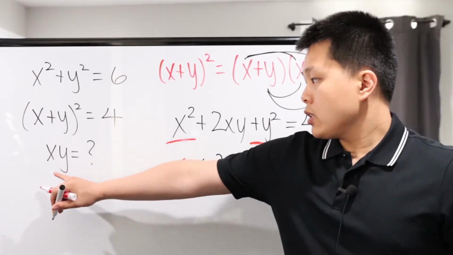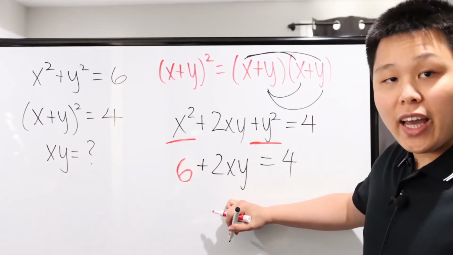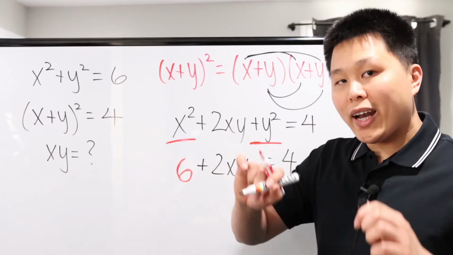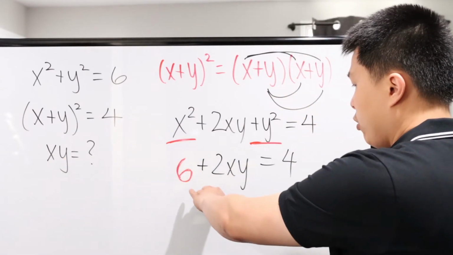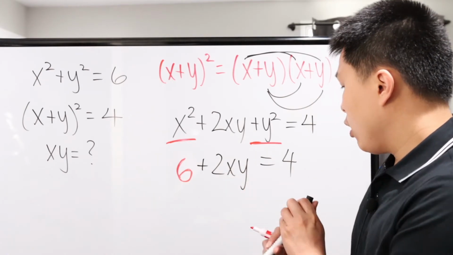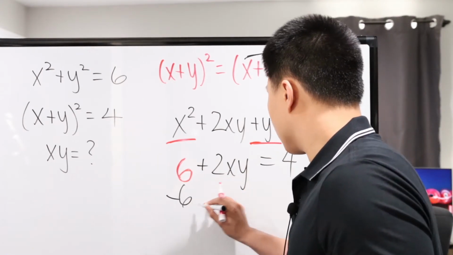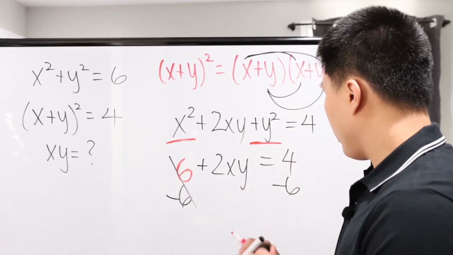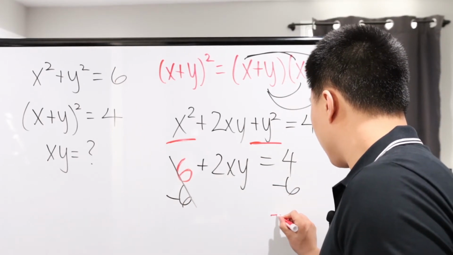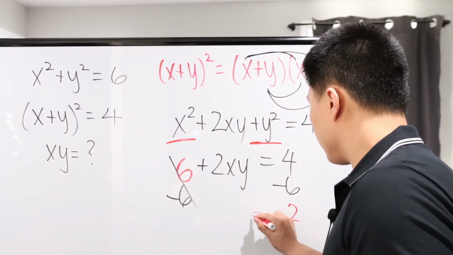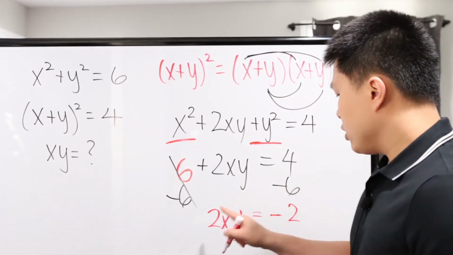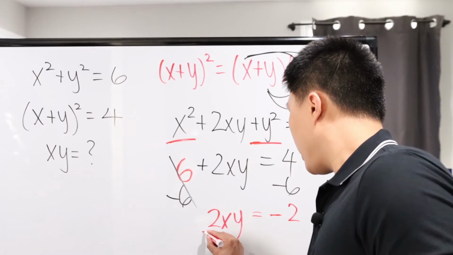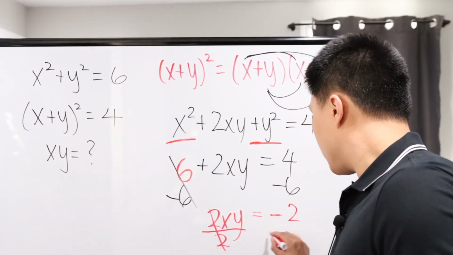Now, notice this. This is what we're looking for. We have an xy here, so we're not really solving for what x is or what y is. We're solving for the product of it. So here we have 6 plus 2xy equals 4. We're going to subtract 6 on both sides. This goes away. Now we have negative 2 here, and we have 2xy. Okay, so what we're going to do is divide by 2 on both sides.